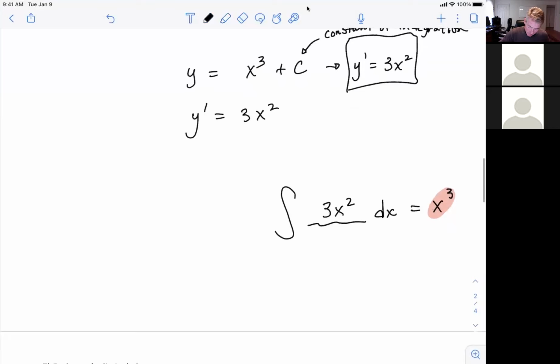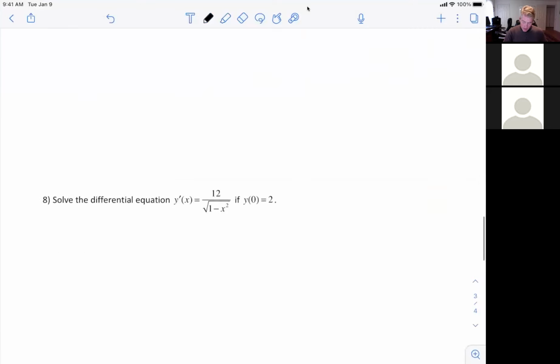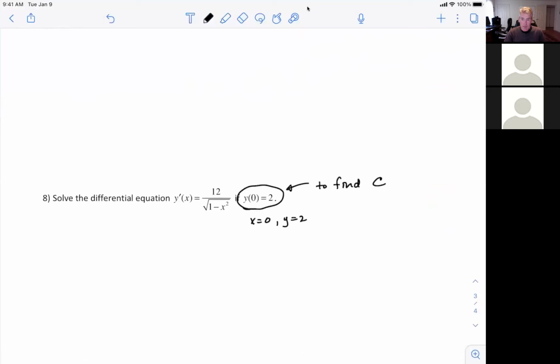And one last detail. There are going to be times like on number 8 here, when I give numbers to plug in. And so these numbers right here, it's saying x is equal to 0 and y is equal to 2. And those numbers are there so that you could actually solve for C.